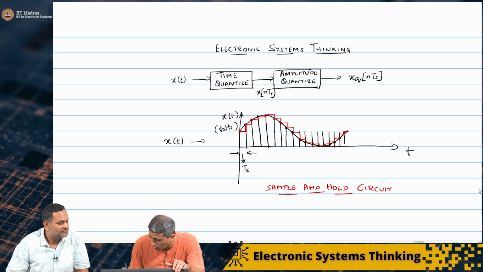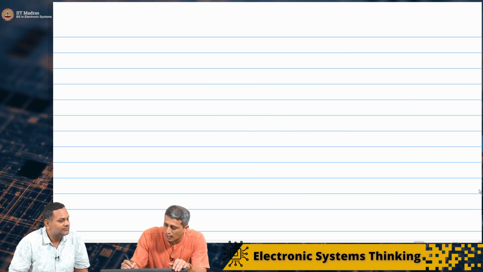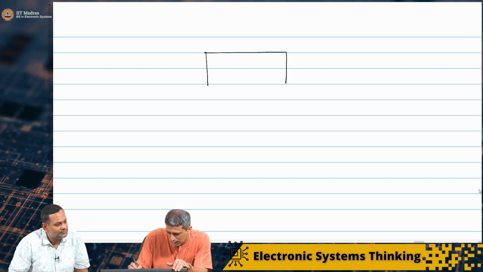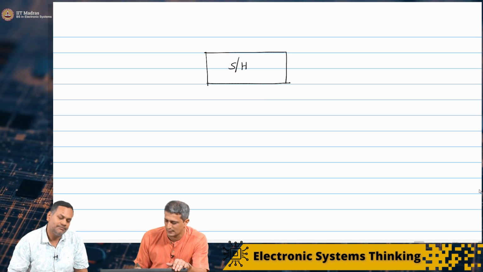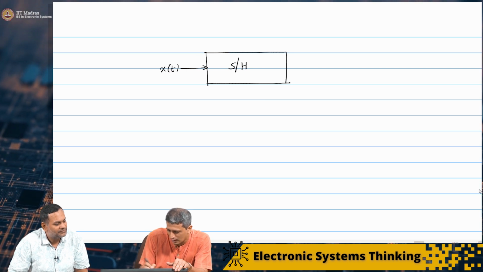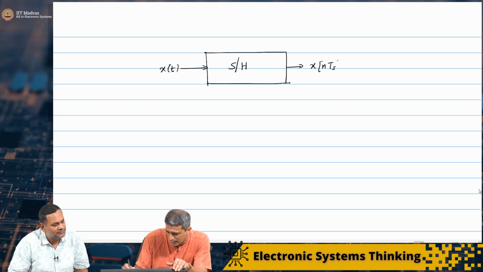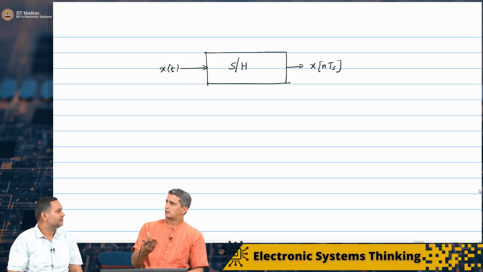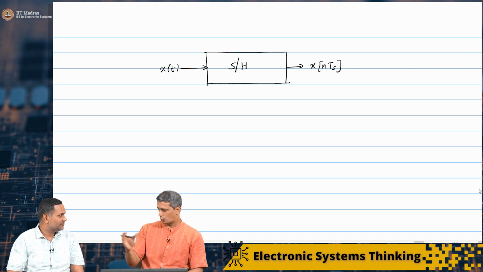Okay. So this is what we are going to now look to build. I can abbreviate that by SH, sample and hold. X of t goes in, and what you're going to get out of this is x of n Ts. So what we want to do now is to just sample that value and just hold it for some time.